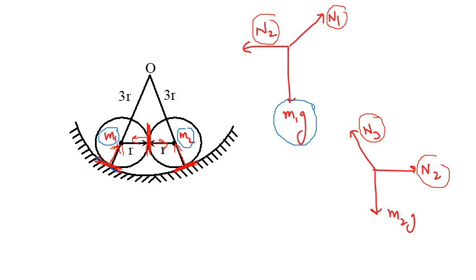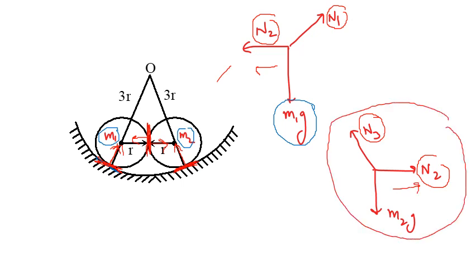Remember, this is Newton's third law that we'll discuss. So M2 will push M1 on that side and M1 will push M2 on this side. But two bodies will apply equal and opposite forces. So M2 will apply N2 on that side, then M1 will apply N2 on this side. So this is the FBD of M2, this is the FBD of M1.